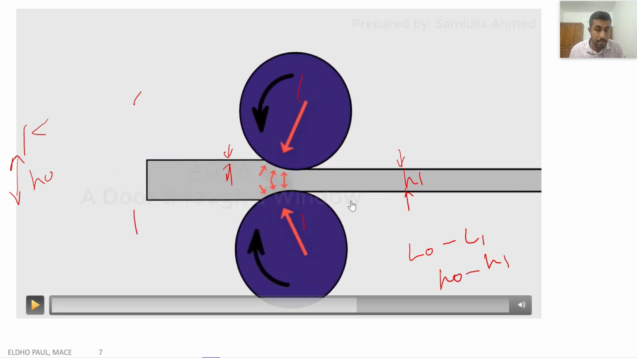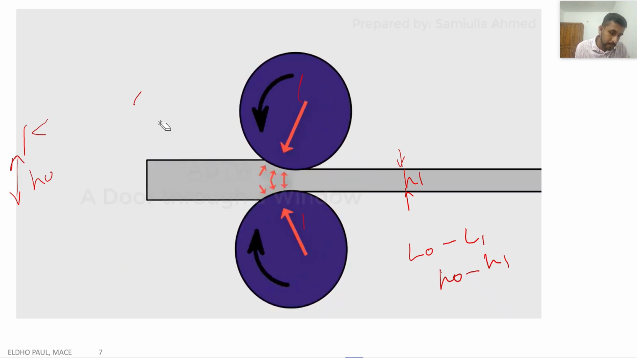What happened during this rolling process? We can see the force applied. During the rolling process, we apply the force in the downward direction through the rollers. Here, we apply the force in this direction, in the downward direction.